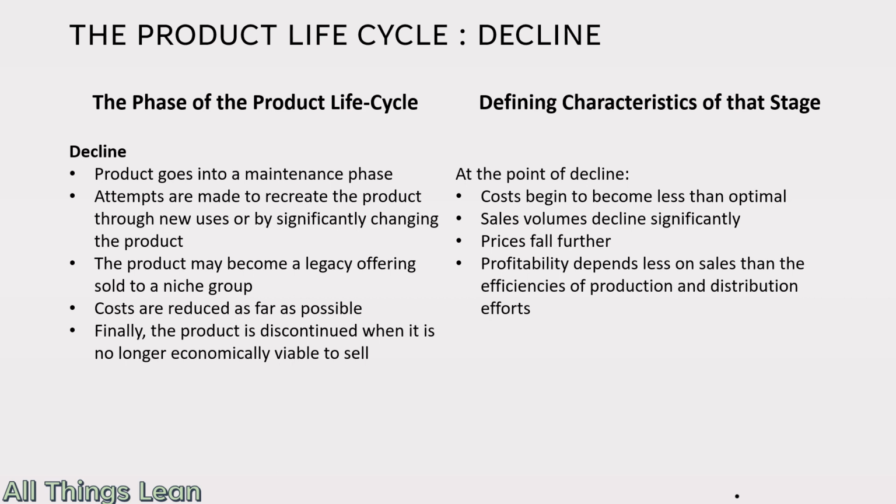At the point of decline, costs begin to become less than optimal. Sales volumes decline significantly. Prices fall further. Profitability depends less on sales than the efficiencies of production and distribution efforts. It is worth noting that while products are often discontinued at the end of the life cycle, the businesses will usually remain and will be involved in other products by this stage.